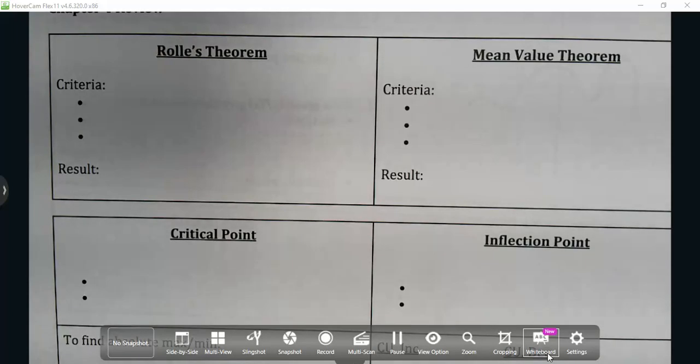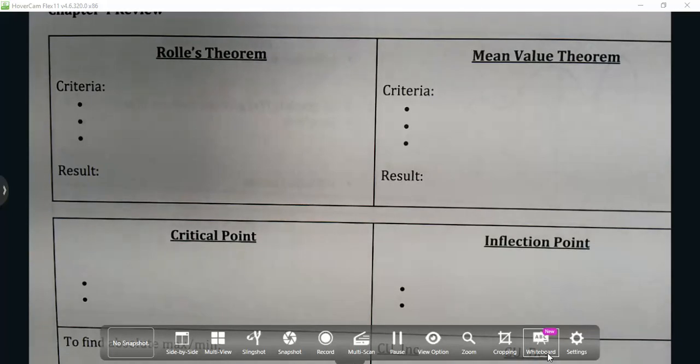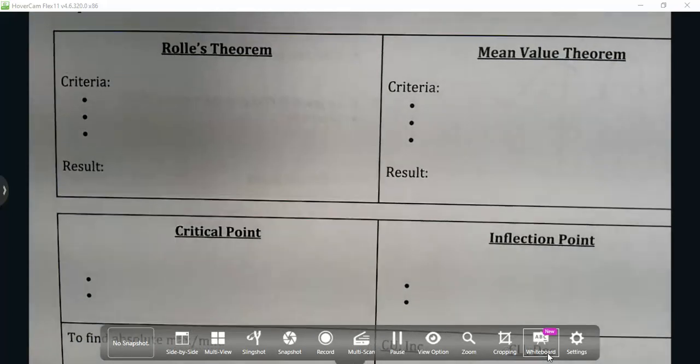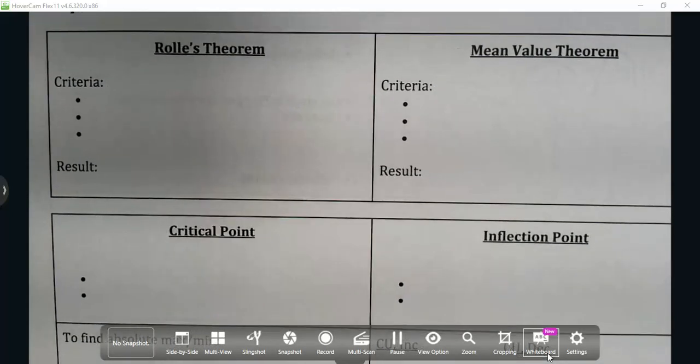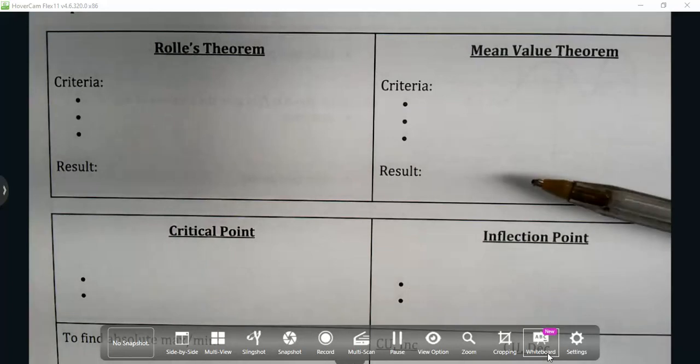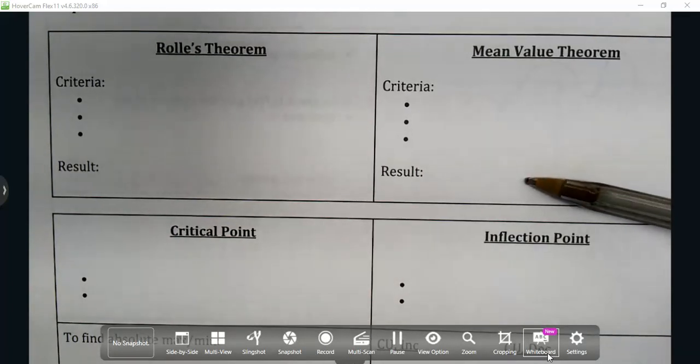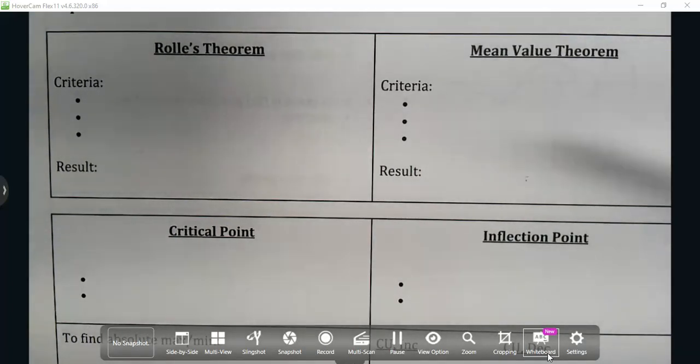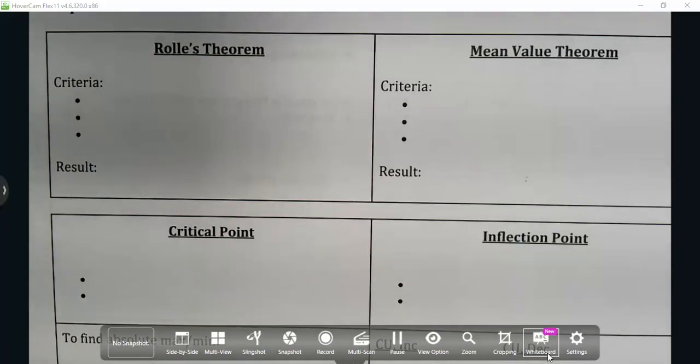You guys stink. Okay, so I tried to make a concise summary page with the important things so when you go home and study like you always do for tests, you know exactly what to look at. Okay, the first things, your Rolle's theorem, mean value theorem. You have to know these criteria. It does you no good to find the value if you didn't check the criteria.